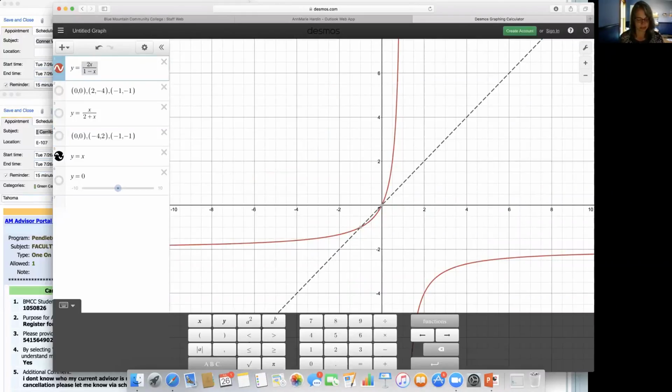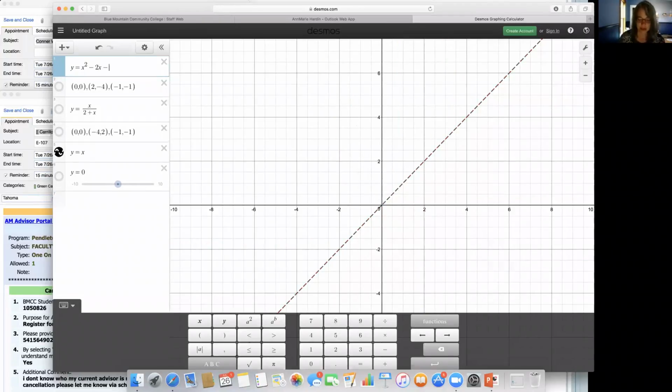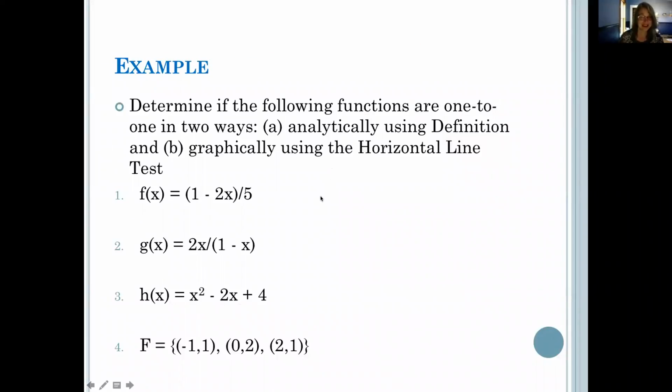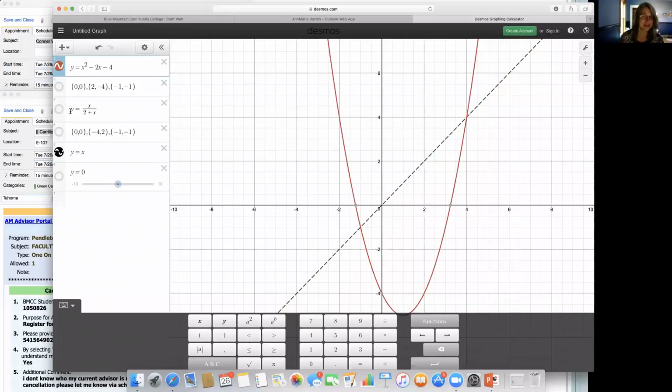So y equals x squared minus 2x minus 4. That's a parabola. We expected it to be a parabola. We know this fails the horizontal line test, so we know that its inverse is not going to be a function. Now we can still find a relationship that will represent the inverse of this, maybe. Sometimes analytically we can't. Graphically we can, especially using something like Desmos, because we can just type x equals y squared minus 2y minus 4.